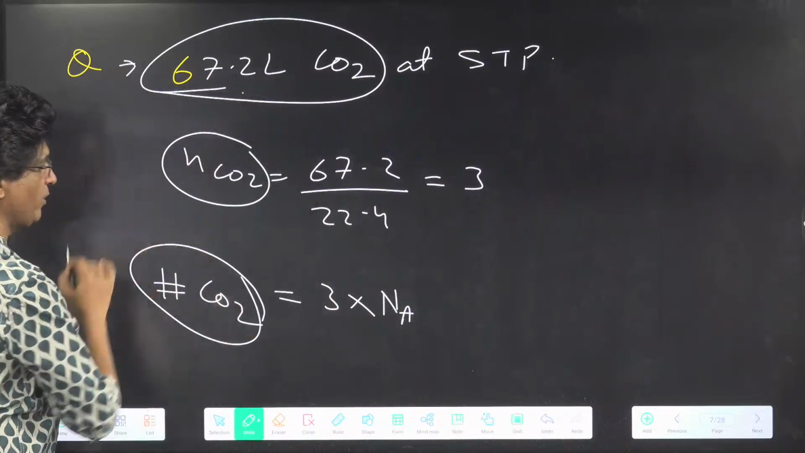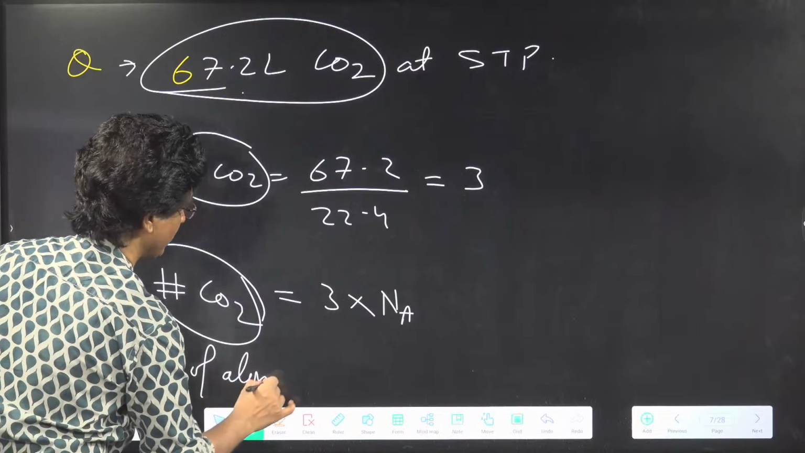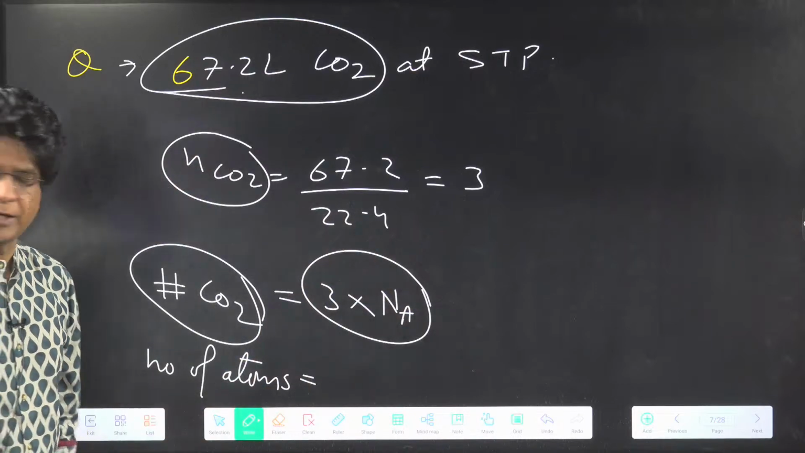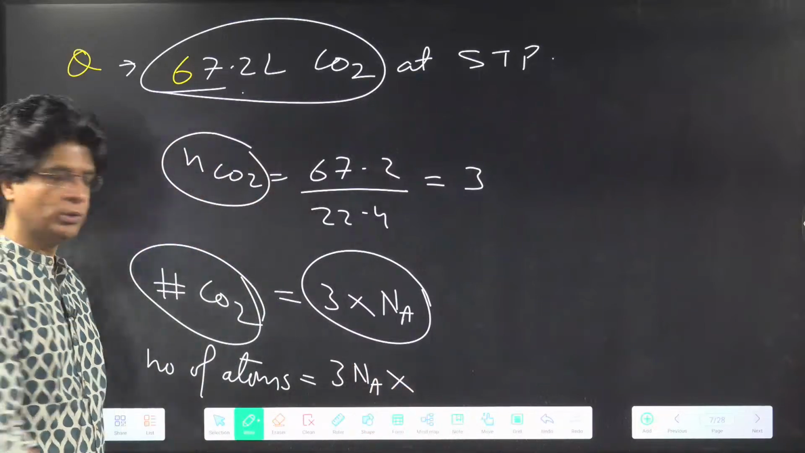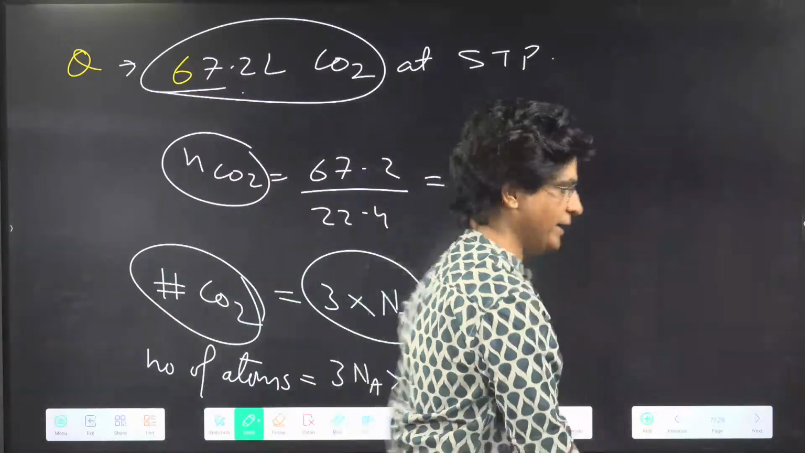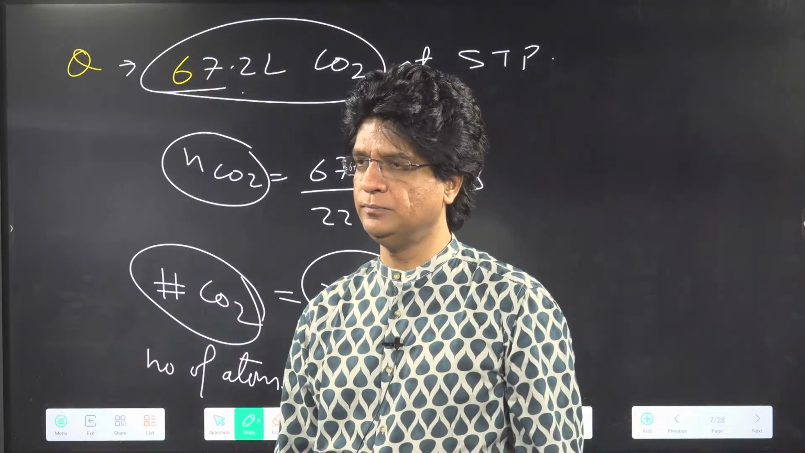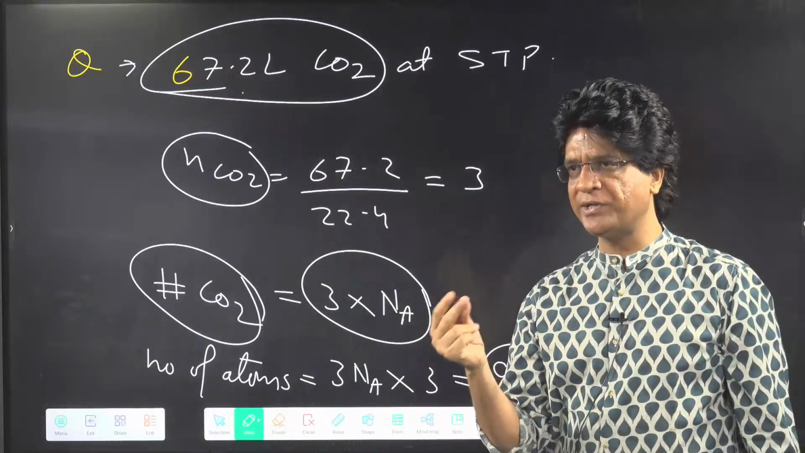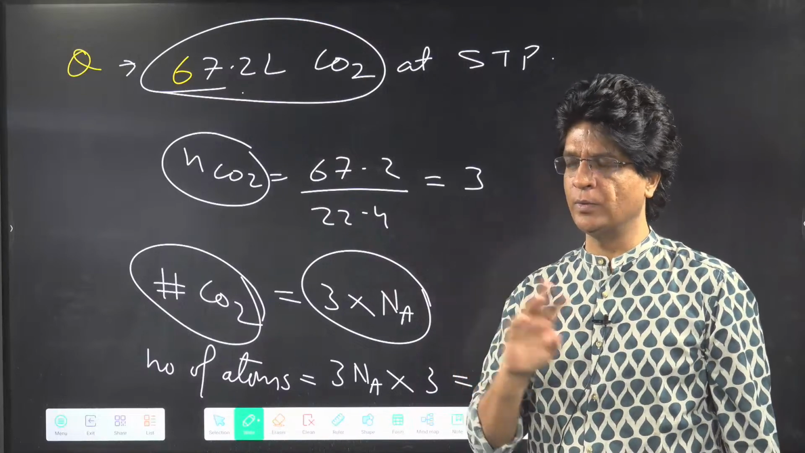Now, since you got number of molecules, can I find out number of atoms? To find number of atoms, multiply the number of molecules by atomicity. So it will be 3Na into atomicity. What is the atomicity of CO2? 3. So that will be 9Na. Yes or no? Is that clear or not? Yeah, correct. So can we do a last question quickly? Atomicity is 3, no doubt about it.